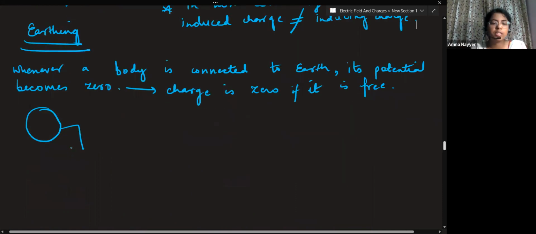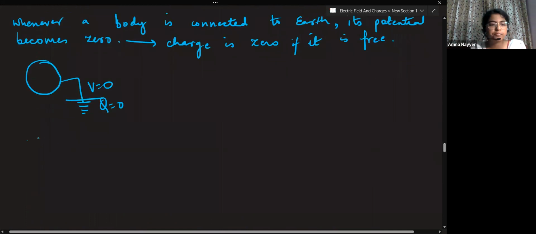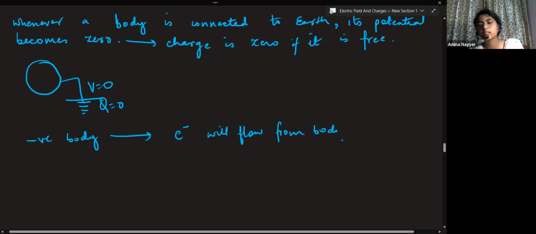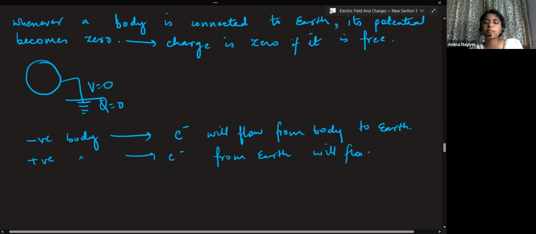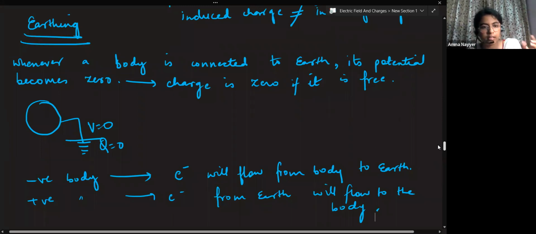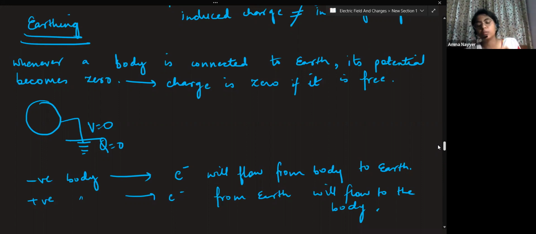So see, this was the phenomenon of earthing. This is how it is represented. Potential becomes zero, charge becomes zero. Whenever a negative body is connected to the earth, electrons will flow from the body to the earth. And similarly, if a positive body is there, then electrons from earth will flow to the body. Fine, so whenever any body is connected to earth, earthing occurs. This phenomenon is known as earthing: the transfer of electrons either from the earth to the body or from the body to the earth.